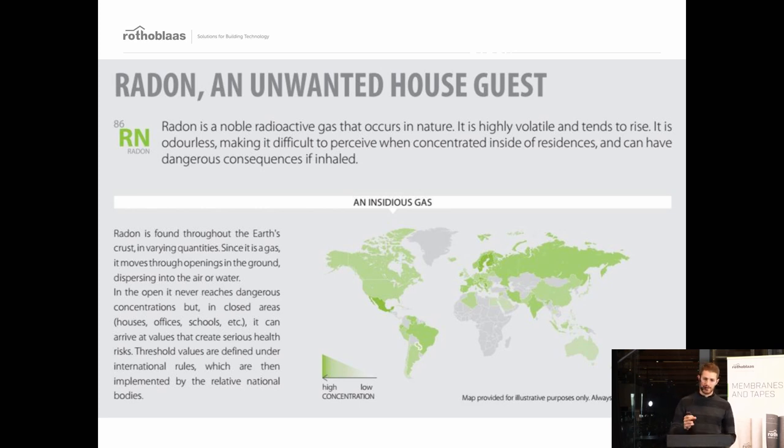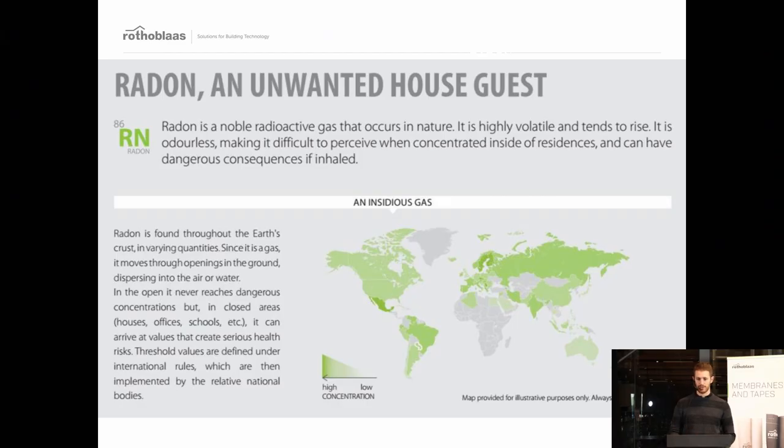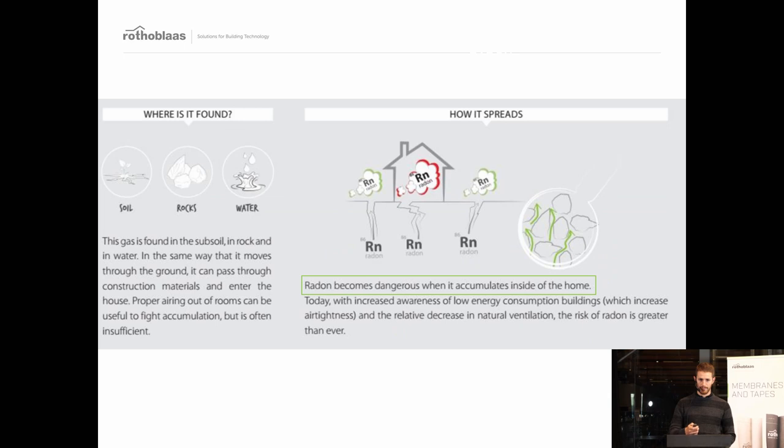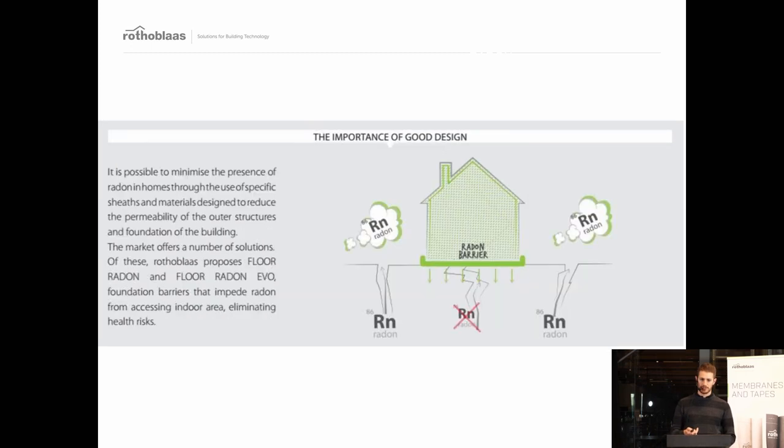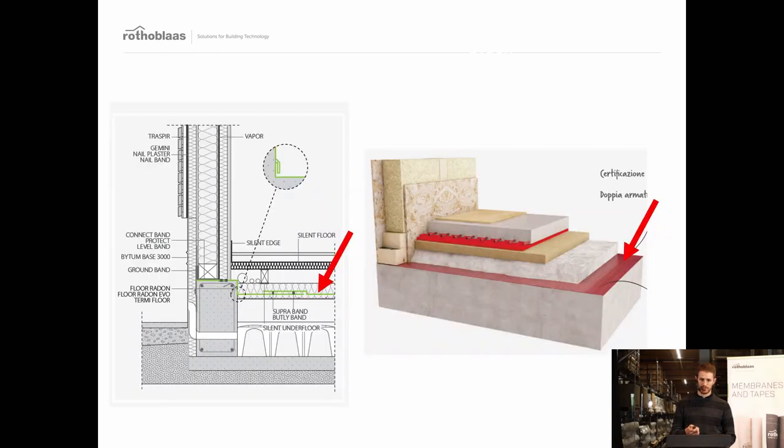for this reason. Another very important thing is the radon. Radon is a gas that sometimes is inside the earth, so it can come out from the earth and can be very dangerous for humans. So when you actually have this gas coming from the earth, it is better to have a membrane that can actually stop it, so that you don't have the issue anymore.